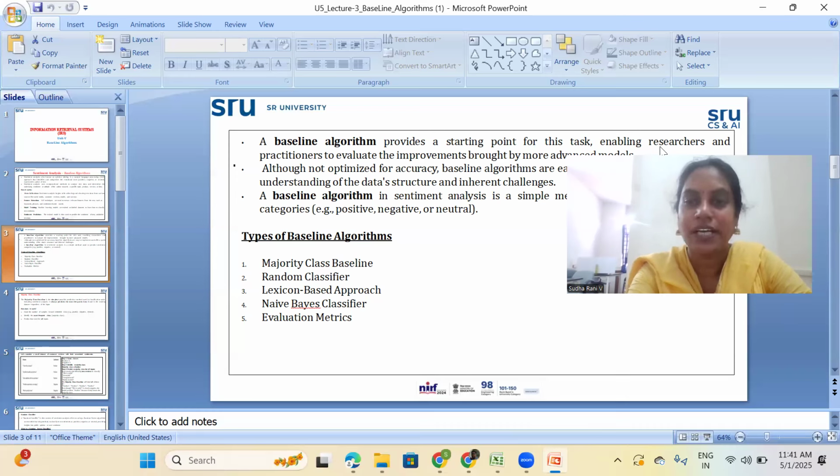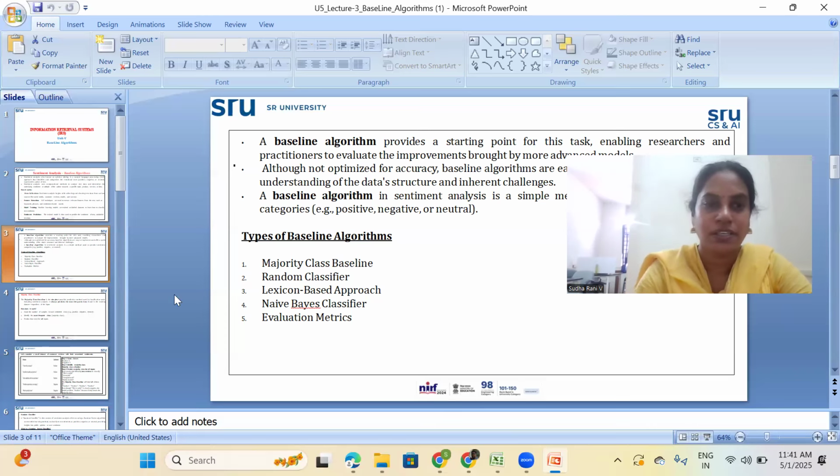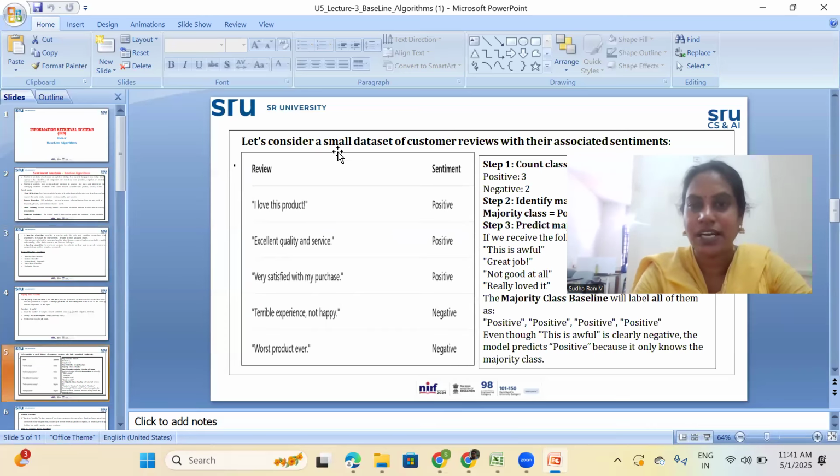Here we are doing text pre-processing techniques, like identifying the keywords. For a review like "I love this product," we identify keywords like love, a positive keyword, so the system generates this as positive. Excellent, again positive. Very satisfied, again positive. Terrible experience, not happy: here the keywords are terrible and not, so the system generates negative. Worst product: the keyword is worst and the feedback is negative.